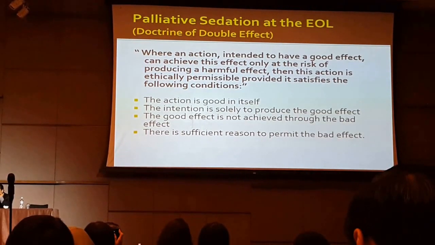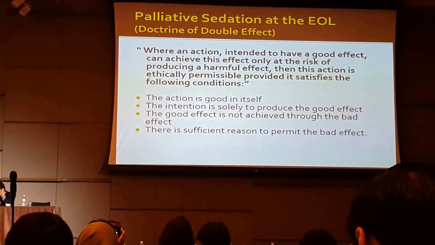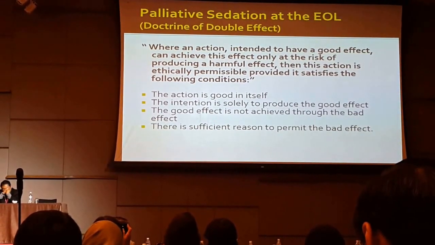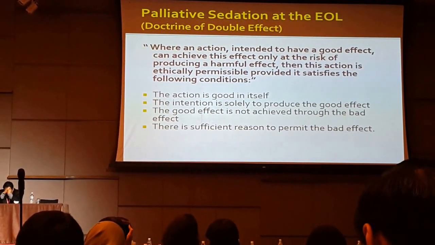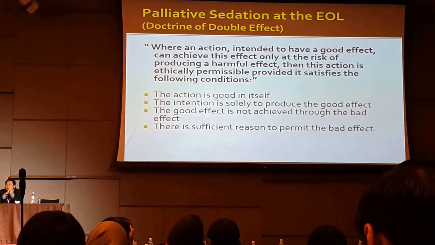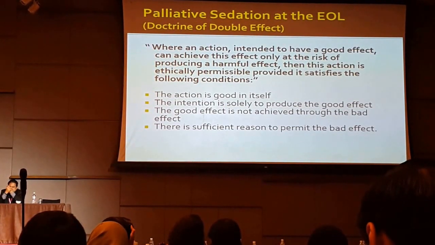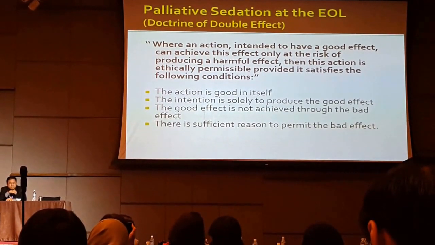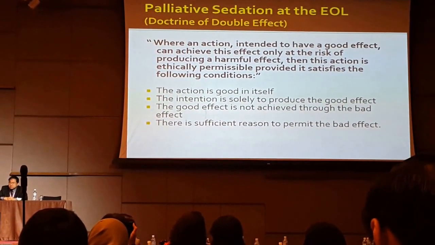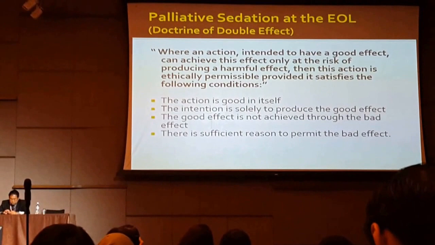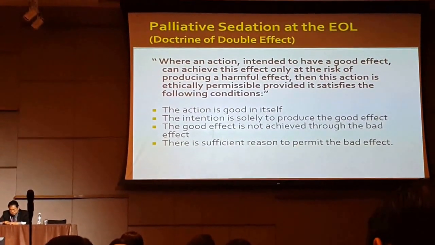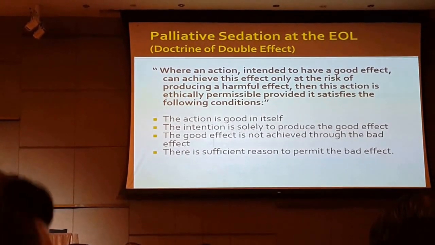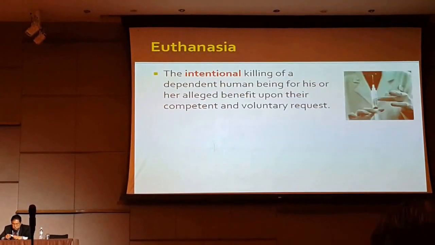And there is sufficient reason to permit the bad effect. We have diagnosed that the patient is dying. And we know that this patient has endured a lot of suffering, and if we don't do anything, then it's just a matter of more suffering until they finally die. The ultimate thing is that they will still reach the same point. Right? So there is sufficient reason to permit the bad effect, in case what we did actually did hasten the patient's death or reduce the patient's survival. There is sufficient reason to permit it.